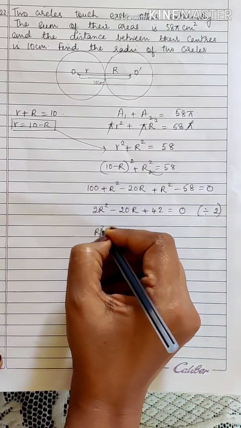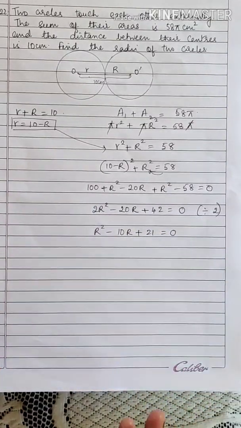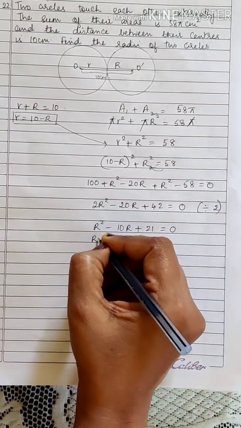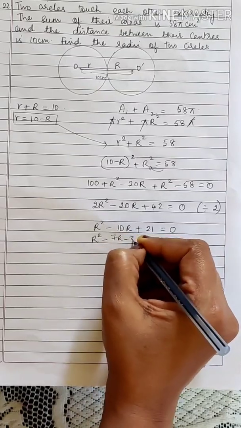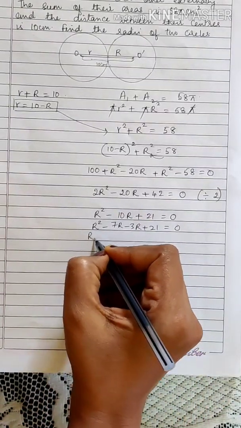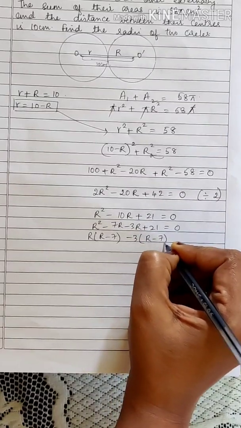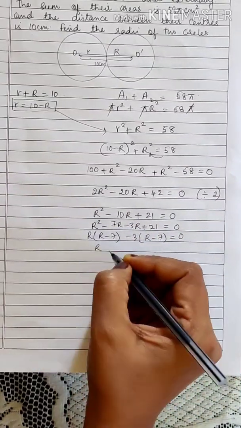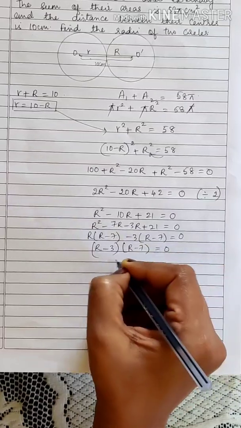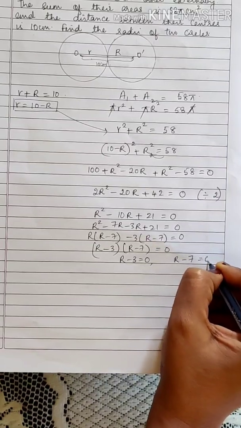You get r square minus 10r plus 21 is equal to 0. Now you can split the middle term. It is r square minus 7r minus 3r plus 21 is equal to 0. Taking r common, r(r minus 7) minus 3(r minus 7) is equal to 0. So (r minus 3)(r minus 7) is equal to 0. r minus 3 is equal to 0 and r minus 7 is equal to 0.